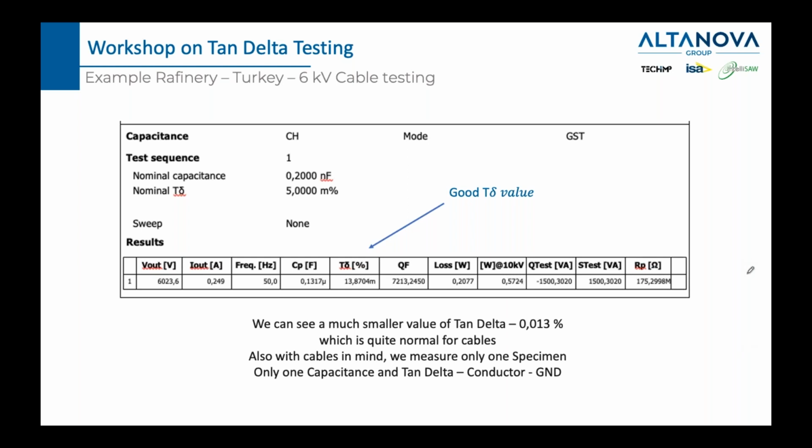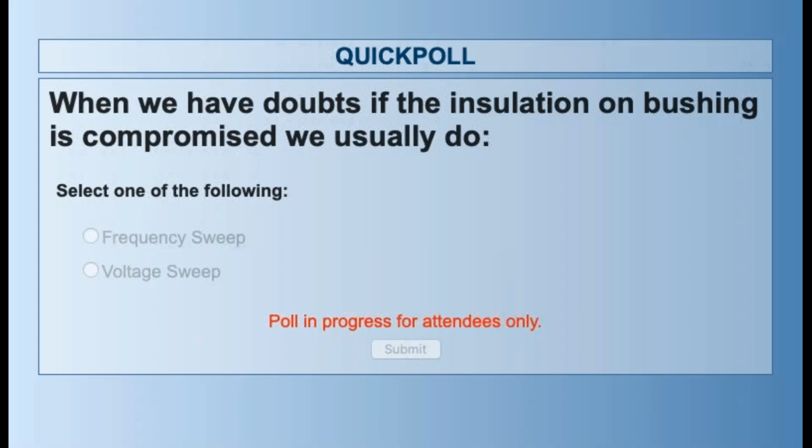Now, I'm going to launch a second poll, and in the meantime, I'm going to check the questions. So let me see poll number two. Okay, so the question is, this should be easy right now. When we have doubts if the insulation on a bushing is compromised, we usually do A, frequency sweep, or B, voltage sweep. So place your votes. Place your votes. And in the meantime, I'm going to check the questions.